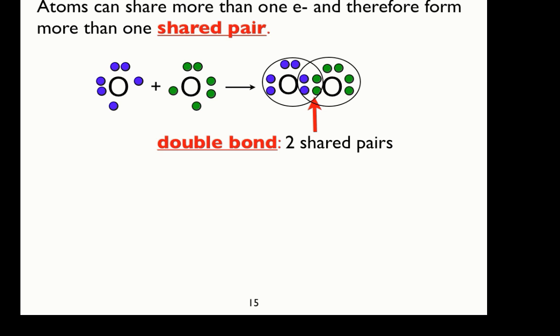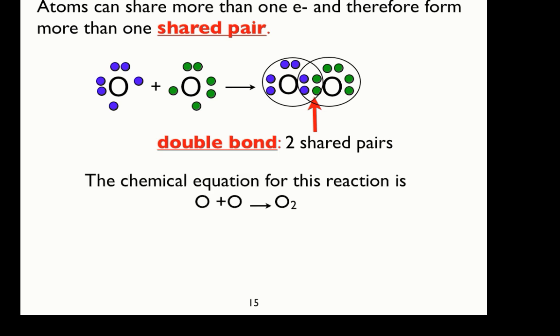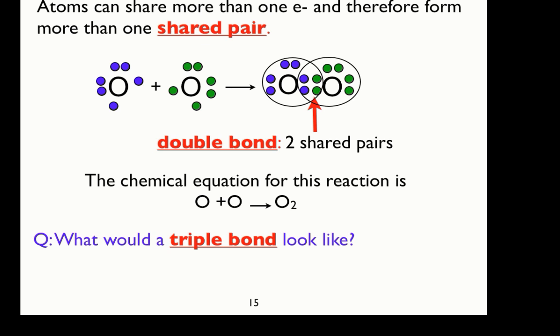It's called a double bond, and in a double bond you have 2 shared pairs. And you can again see that with the Venn diagram and the shared pairs where the overlapping occurs. And so we went over this already, but an atom of oxygen plus another atom of oxygen, when they bond, forms a molecule of O2. And this 2 as a subscript means that 2 atoms of oxygen are bonded together.